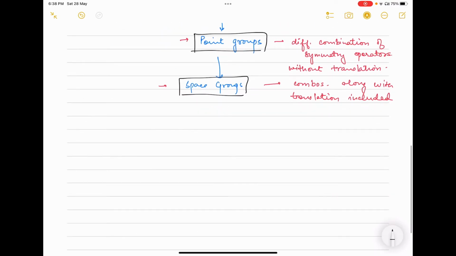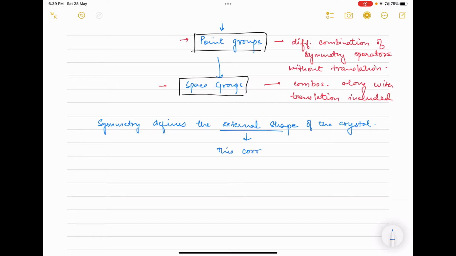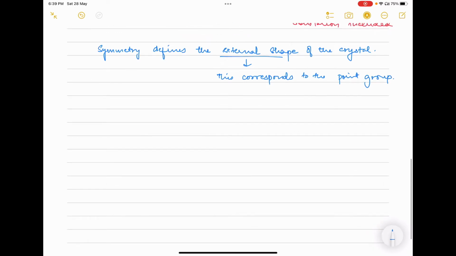Okay, so then we can say symmetry defines the external shape of the crystal. Okay, and this is governed by the point group. Okay, now we have seen symmetry, what it is, and how we can get different crystals.